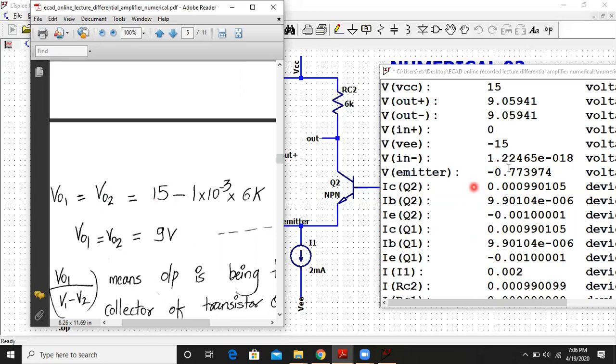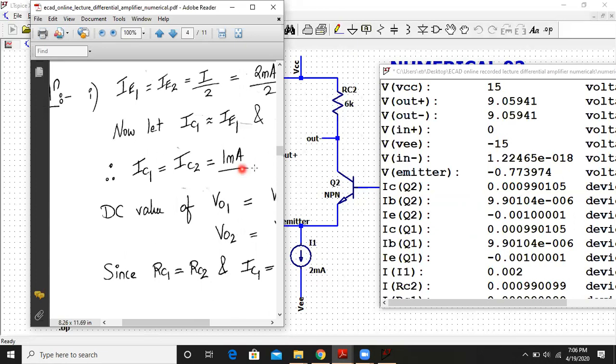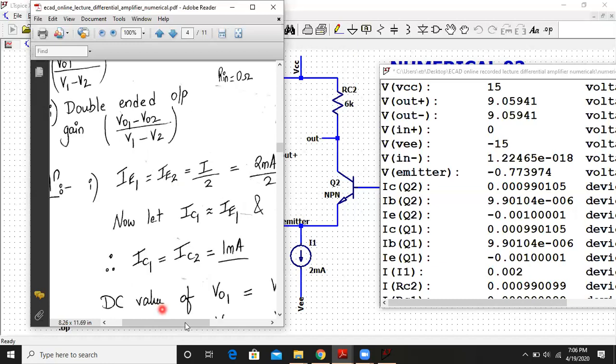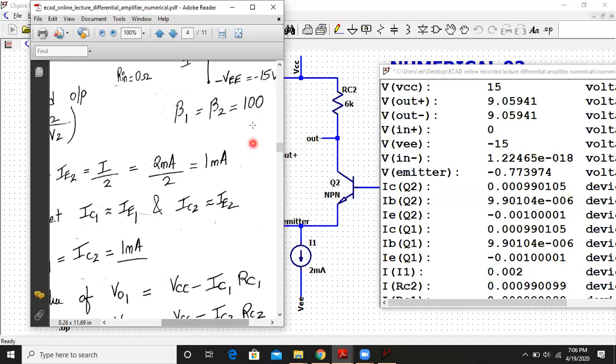Next, we will check IC. IC is coming out to be 0.00099, which is around 0.99 milliamperes, and we were getting it around 1 milliampere. So it's quite close. IE is exactly 1 milliampere. So IE1 and IE2 are exactly 1 milliampere. So yes, the DC conditions are matching.